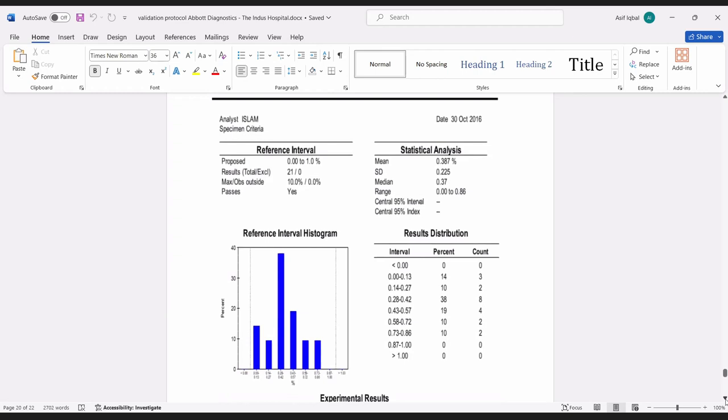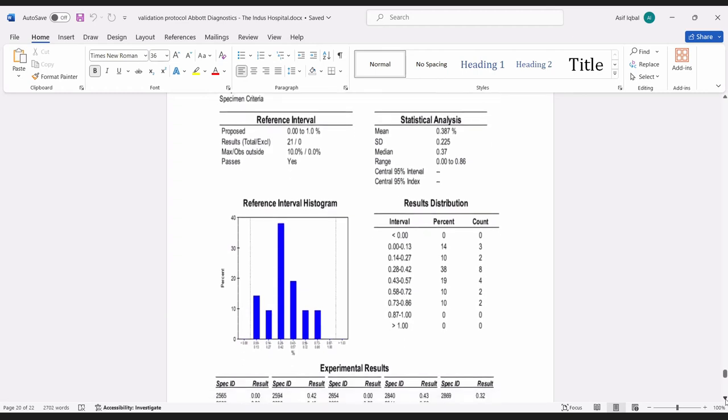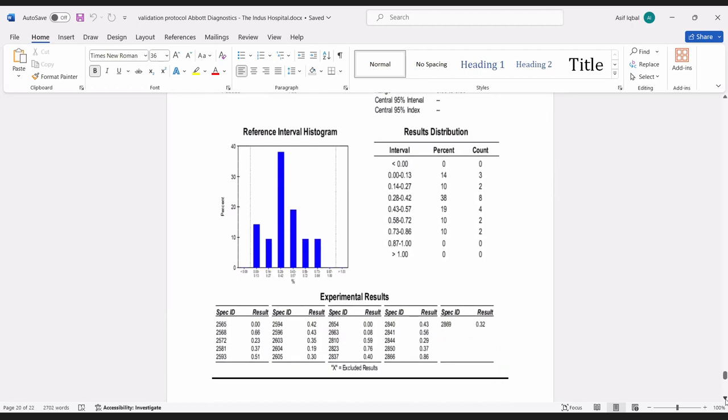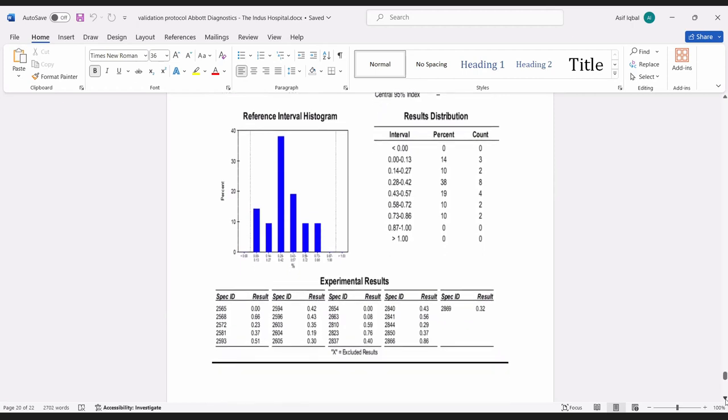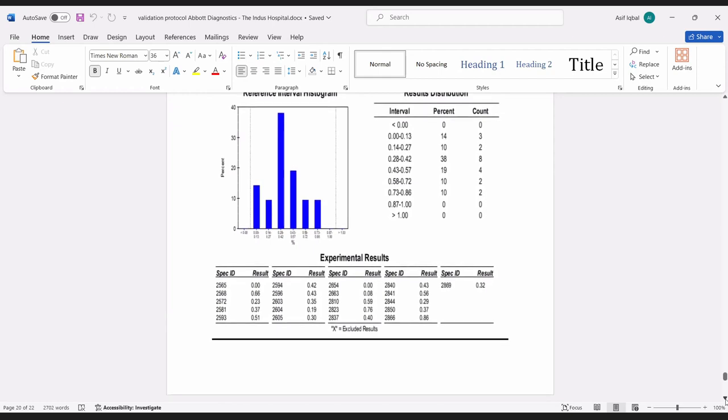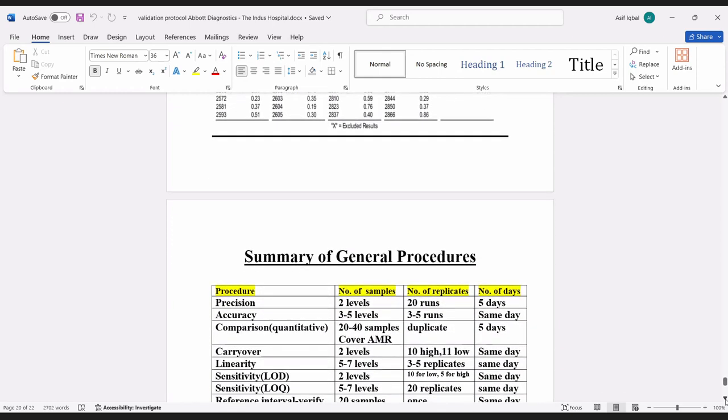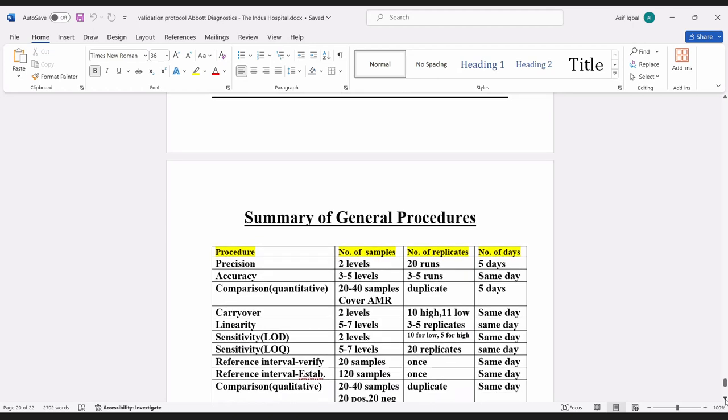So you can see there's a reference interval and a statistical analysis, and on the basis of the histogram and the result distribution, the experiment has been done and they established that reference interval. There are two processes. Either you do reference interval verification, which can be done with just 20 samples, or if you want to establish a reference interval, you need 120 samples for different ages and different sexes as well.